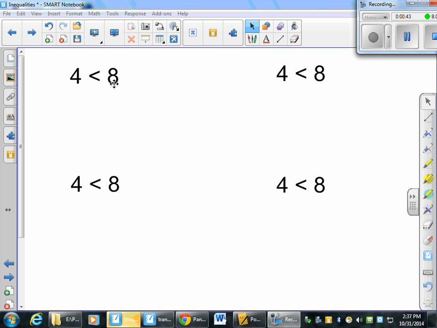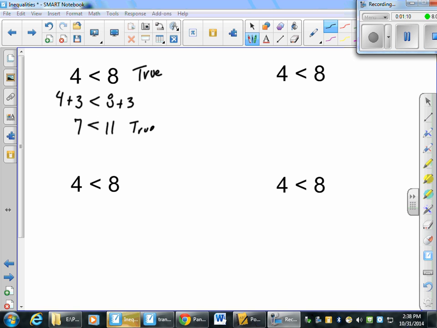Consider 4 is less than 8. I think we'd all agree that 4 is less than 8 is a true inequality. Let's try performing some operations to it. Let's say we added the same quantity to both sides. Let's say 3. 4 plus 3 is less than 8 plus 3. Well, this would result in the expression 7 is less than 11, which is true.